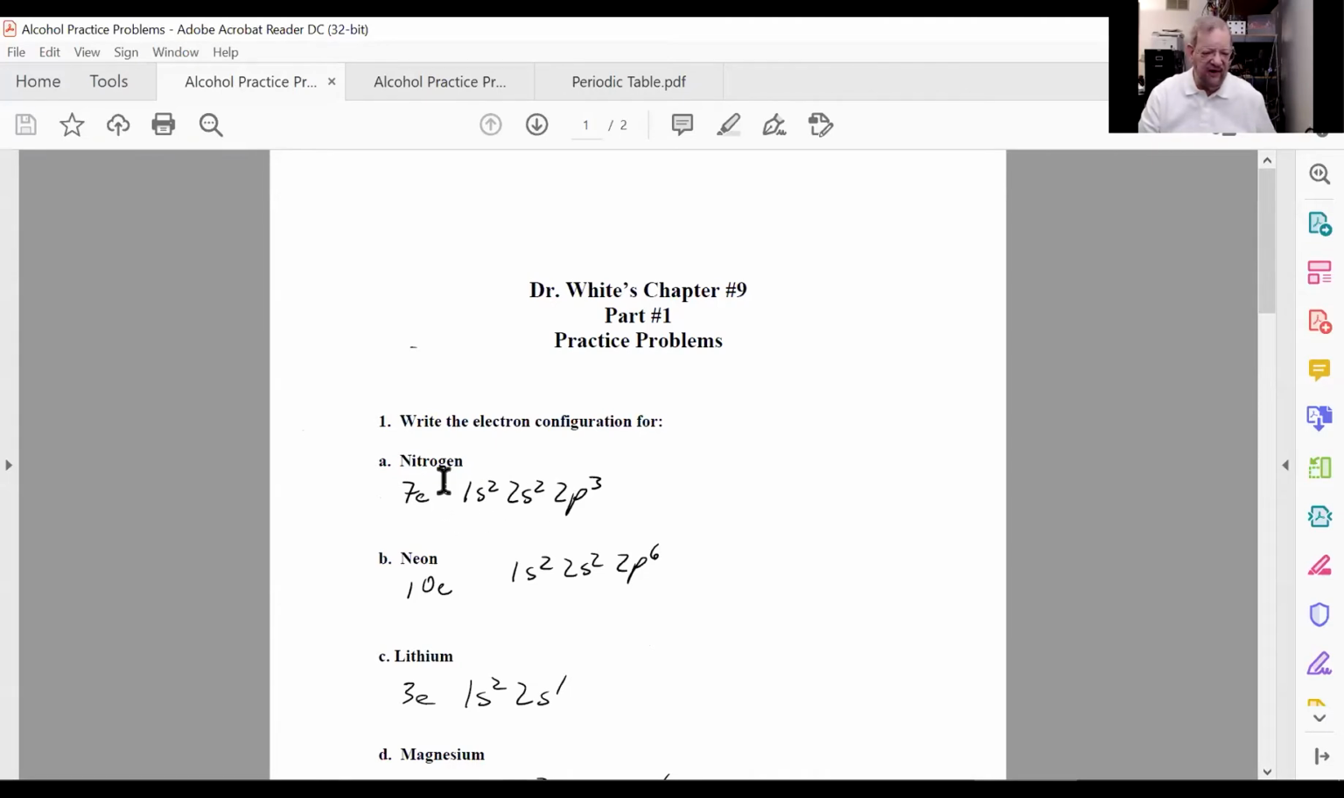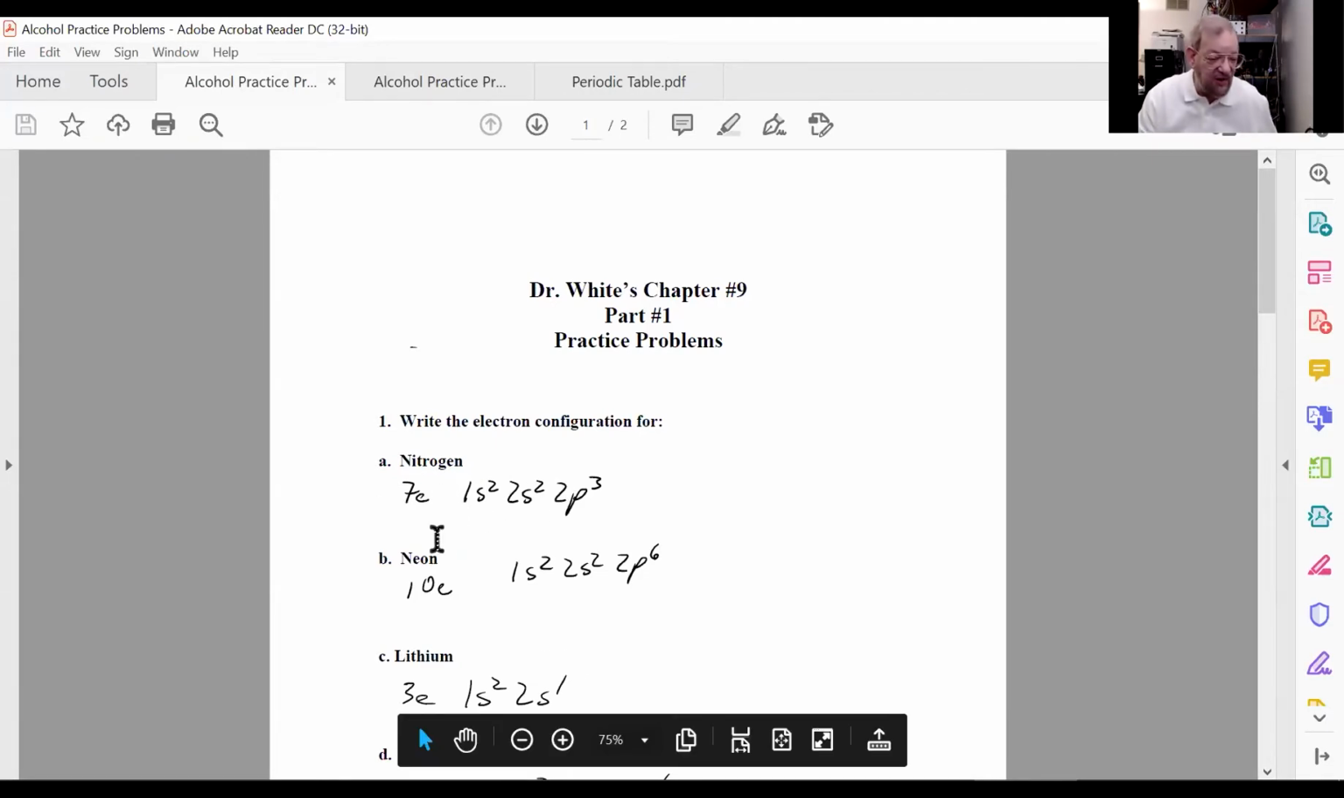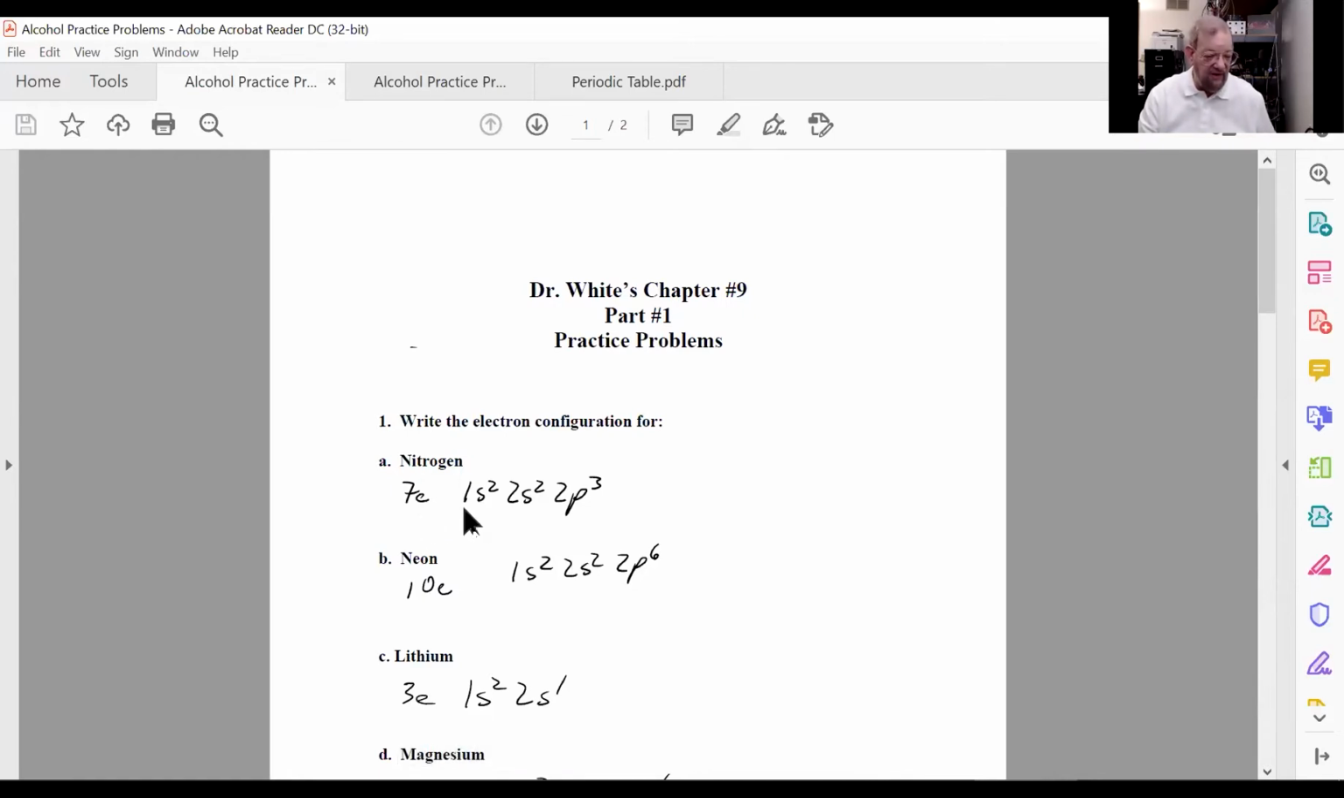Now, nitrogen, how many electrons? Well, you look up the atomic number and it's 7. The lowest shell is 1, lowest energy, and it has 1 subshell, which is 1s. And you can put 2 electrons in there. Now you filled up shell 1 because it only has 1 subshell. You have to go to shell 2. And the lowest subshell in shell 2 is 2s. And 2s can only take 2 electrons. Well, I filled it up.